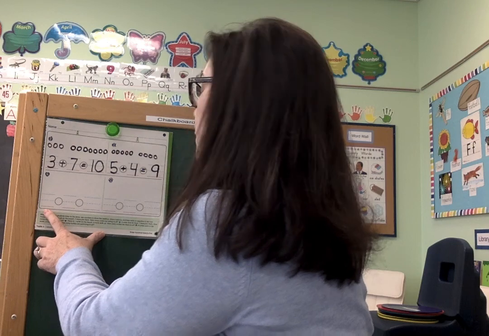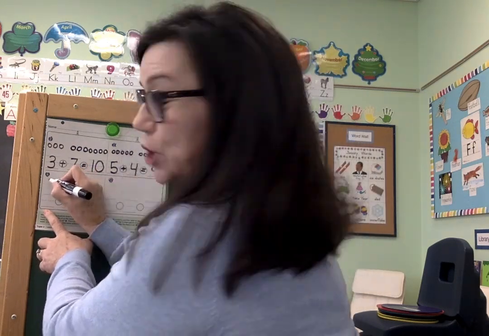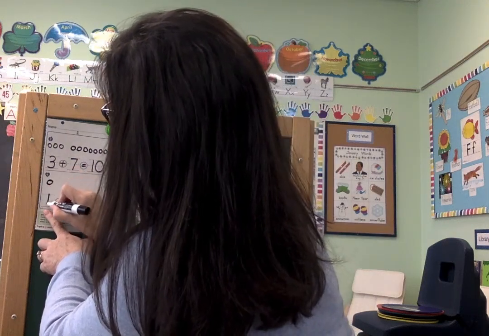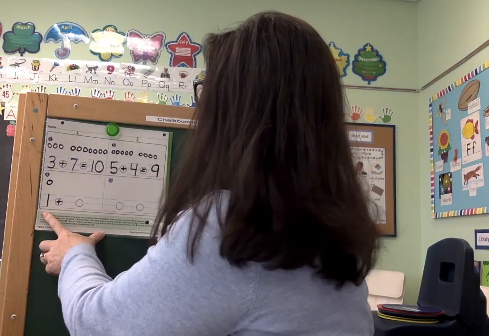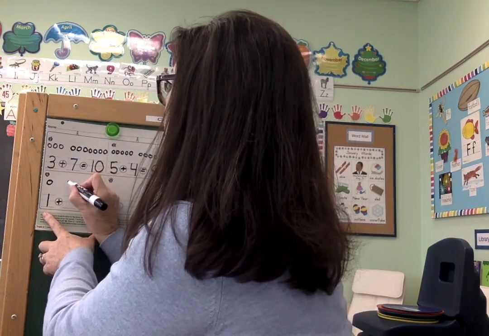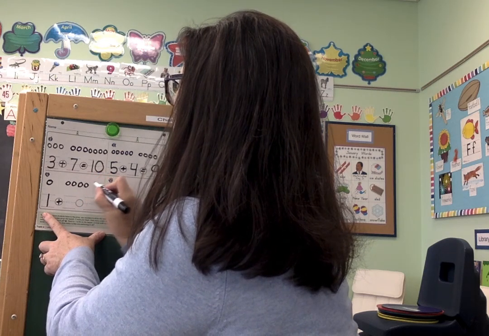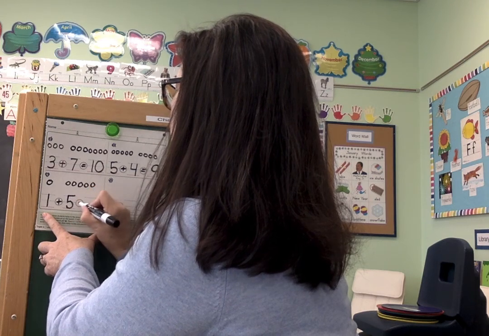There is 1 turtle on the beach and 5 more walk up. All right, let's go with what we know. 1 counter that represents 1 turtle. Then we're going to put the plus sign. How many more walked up? 5 more. So we're going to do 5 counters. 1, 2, 3, 4, 5. We're going to write number 5 equals.